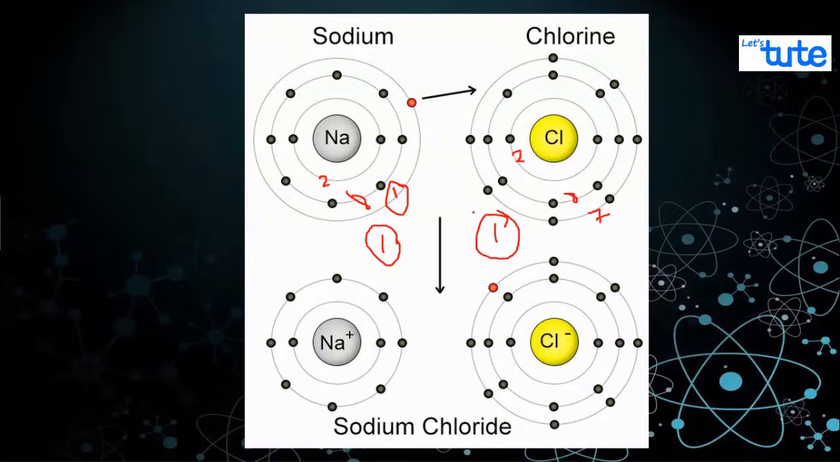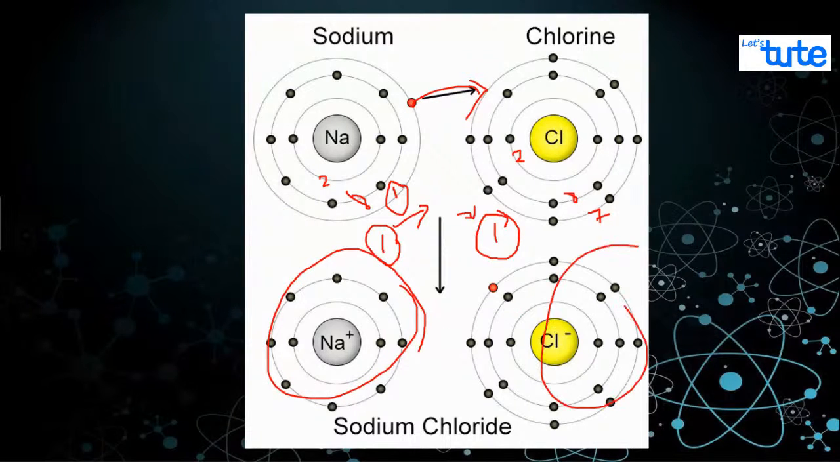It wants 1 electron, and sodium can give 1 electron. So this 1 electron goes to chlorine, and in this way it can become stable. So this sodium is also stable now, and this chlorine is also stable now. I hope you got this thing.